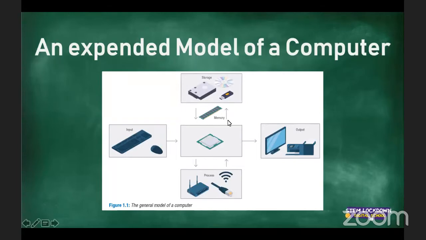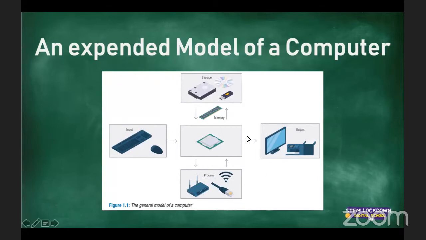Then we get storage devices, and I will look at these a little bit more as we go along. These allow the computer to keep instructions and data that it is not currently working on, so that it can be accessed and used whenever you need it. The most common storage devices are hard drives, CDs, DVDs, or flash disks.